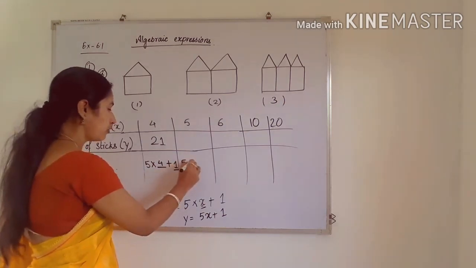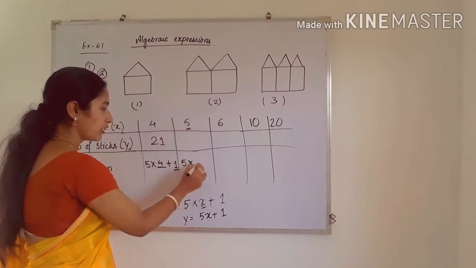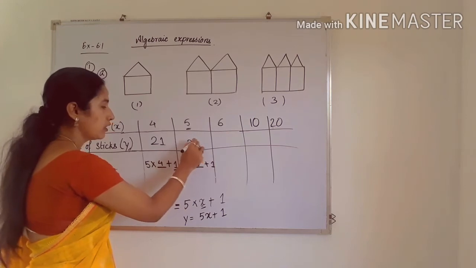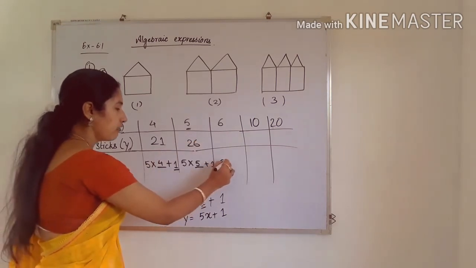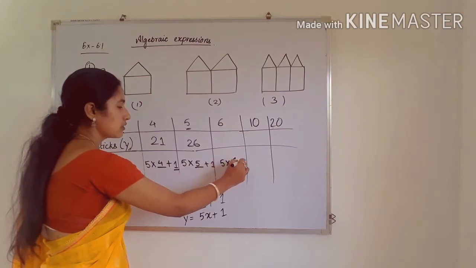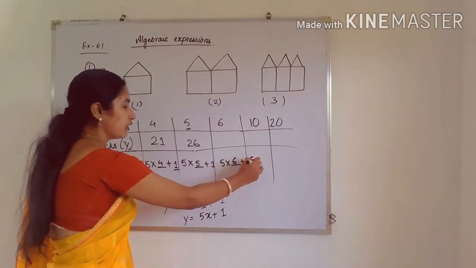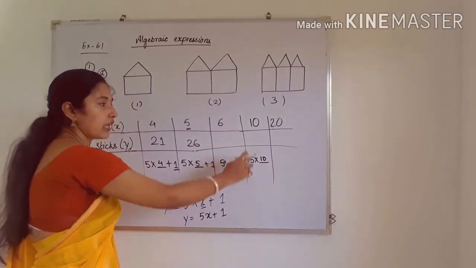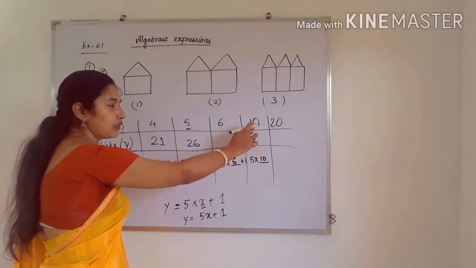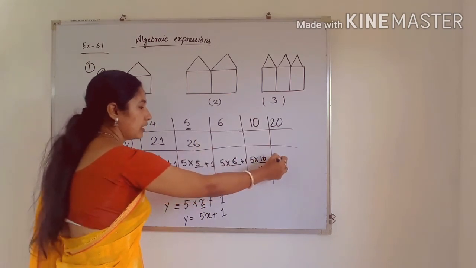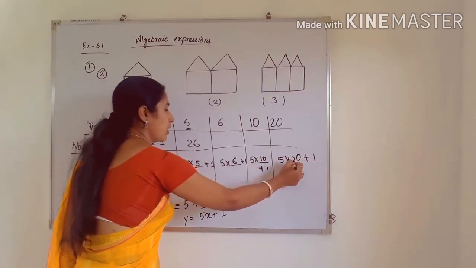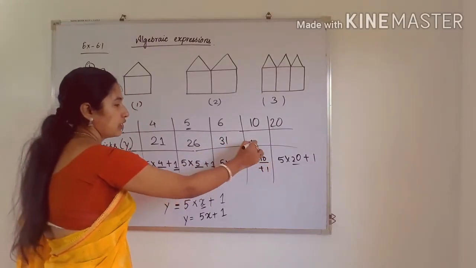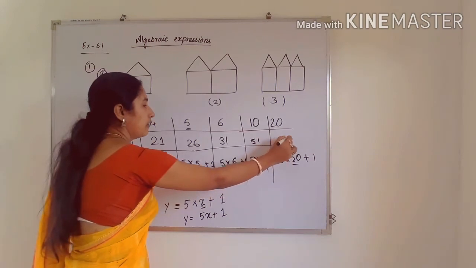Similarly here you have to write 5 into what? In the blank space you have to write the value of x, and the value of x will be 5 here, plus 1, it will be what? 26. Similarly here 5 into 6 plus 1, and here 5 into 10, because in that figure there will be a total of 10 objects, plus 1. Similarly here 5 into 20 plus 1. So see here it will be what? 31, this will be 51, and this will be 101.